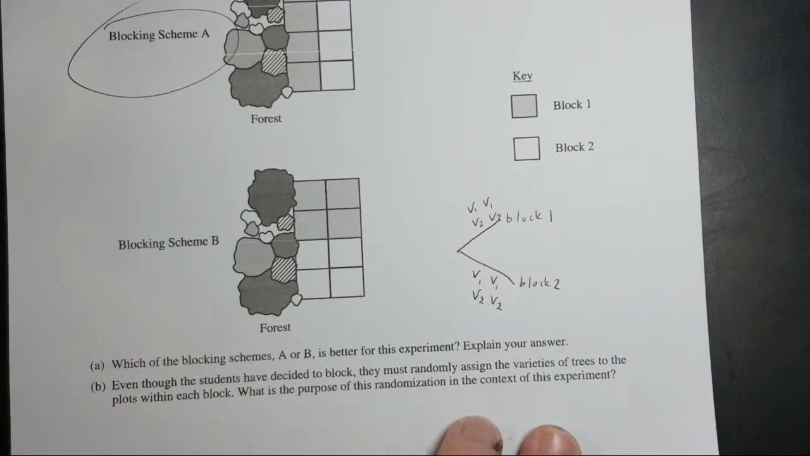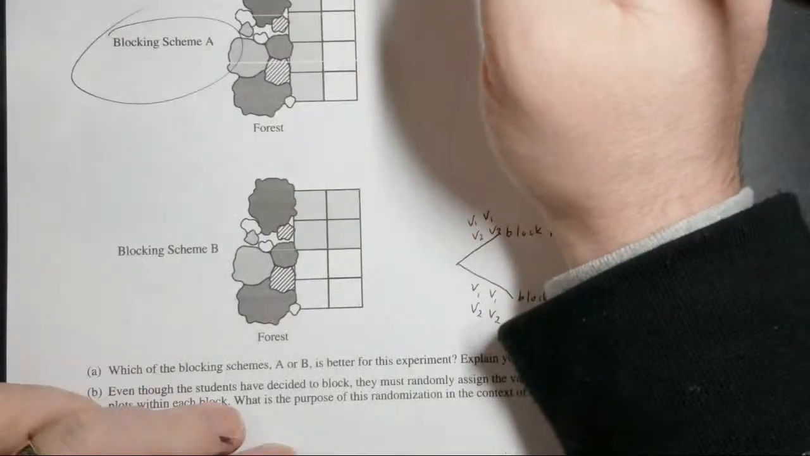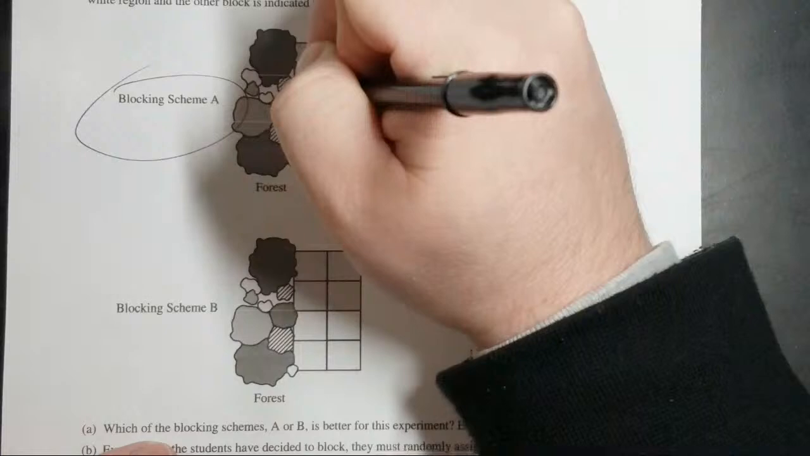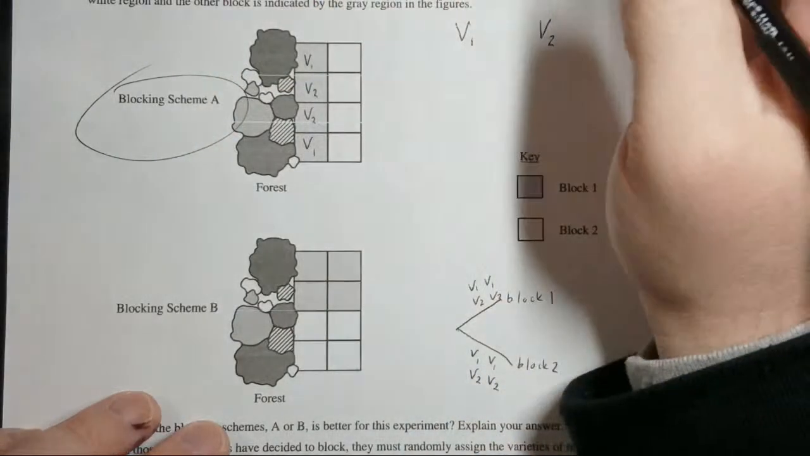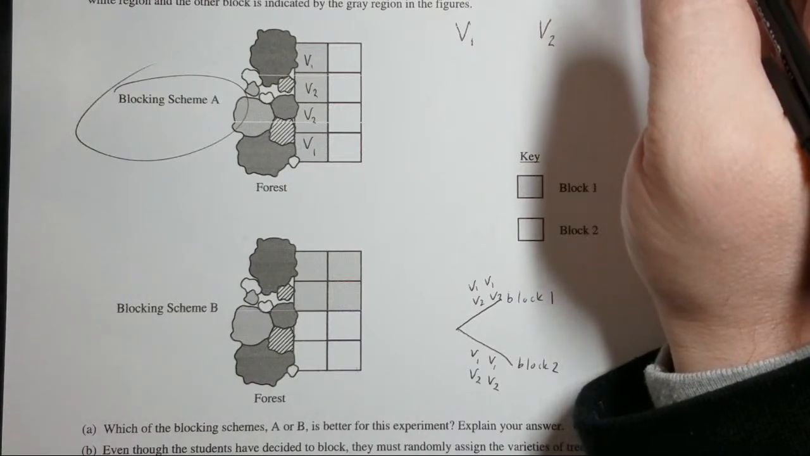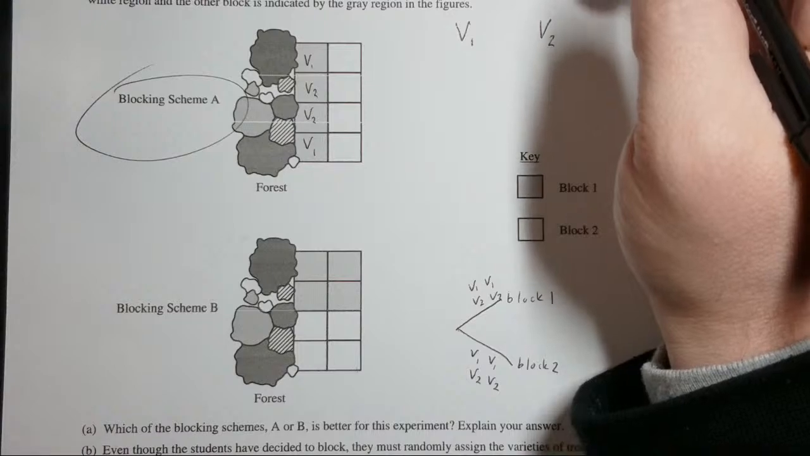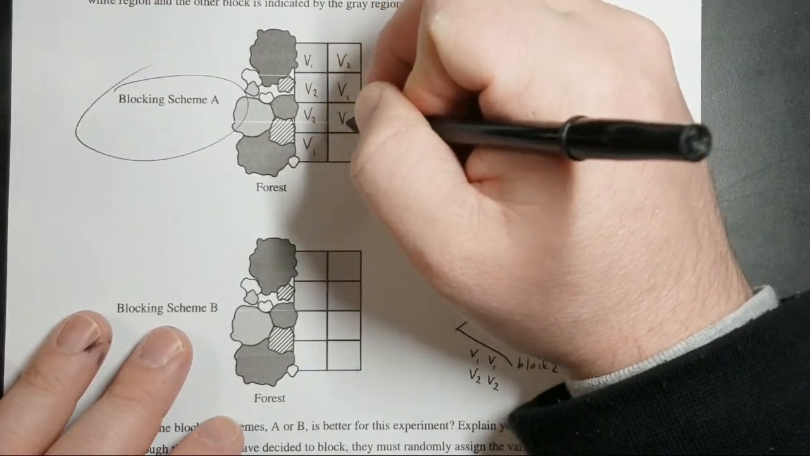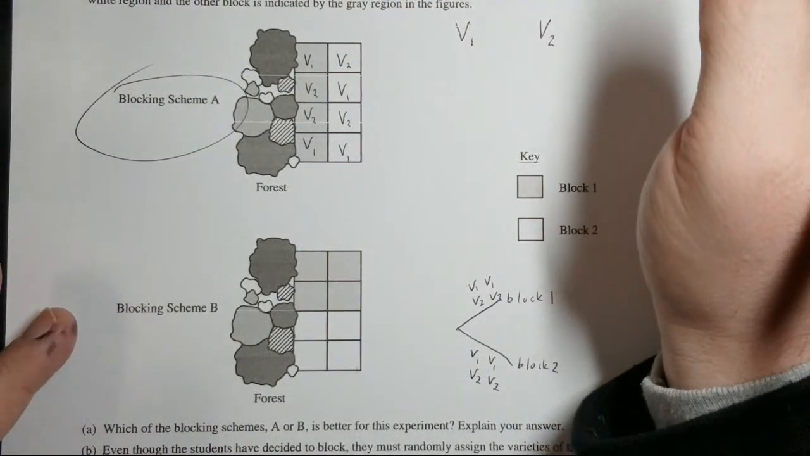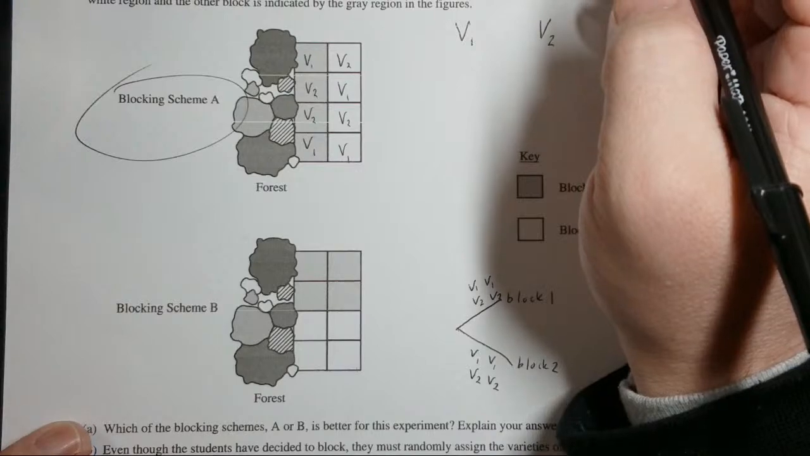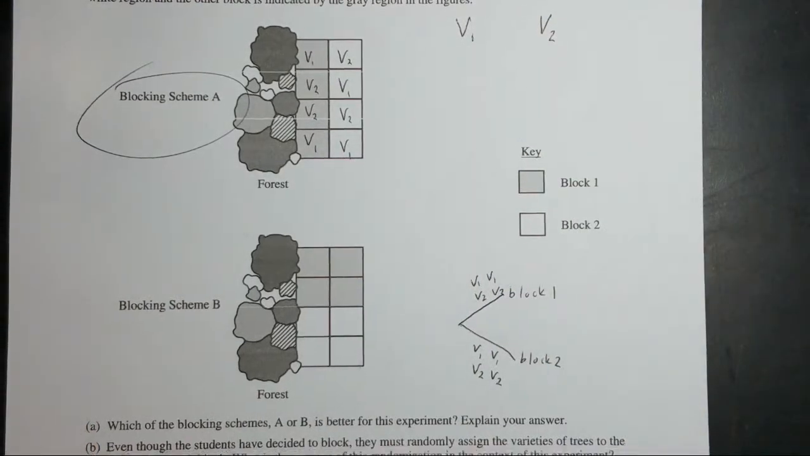The answer has to be blocking scheme A. That's the preferable one. Because then you might have something like this. And again, this is just an example. You might have variety 1, variety 2, variety 2, variety 1. And then you have an equal number of variety 1, variety 2 close to the forest, maybe not getting as much sunlight. And then maybe variety 2, variety 1, variety 2, variety 1, because they're going to be randomly assigned as well, and they're all going to be having the same amount of sunlight away from the forest. This is the proper way of doing the problem.